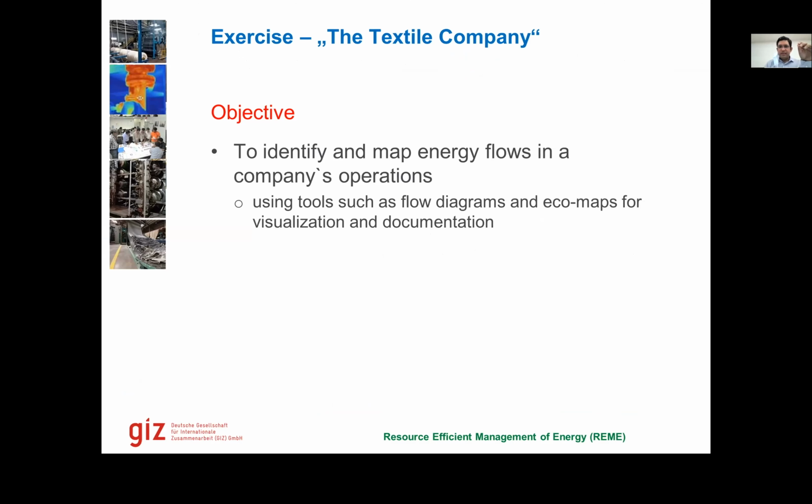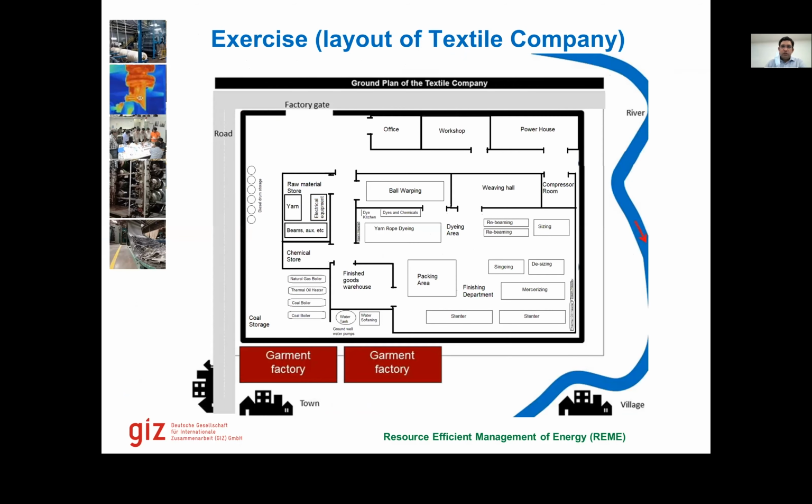The objective of the group exercise is to identify and map energy flows in a company's operations. What are we going to use? We are going to use flow diagrams, and we're going to use eco maps to answer the questions. This is the layout of the textile company, the same textile company for which we had the group activity last time.